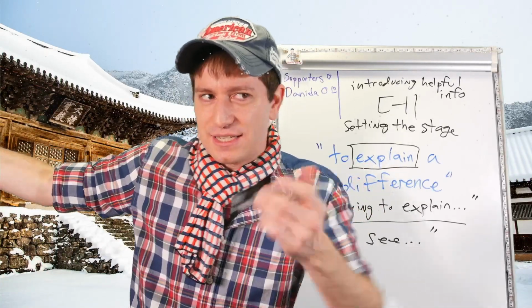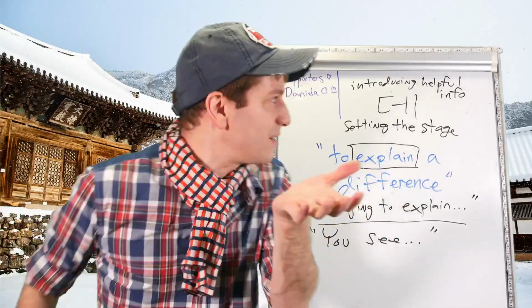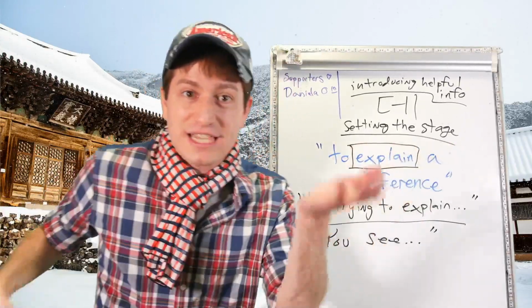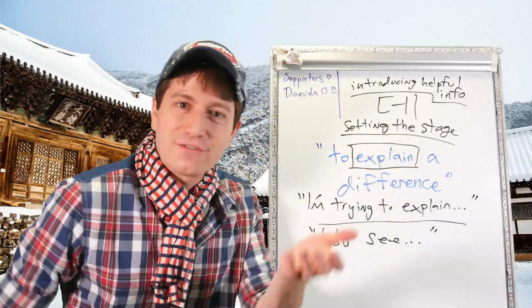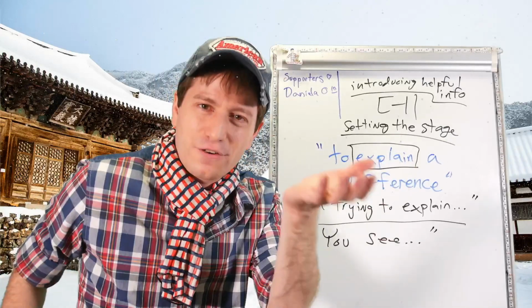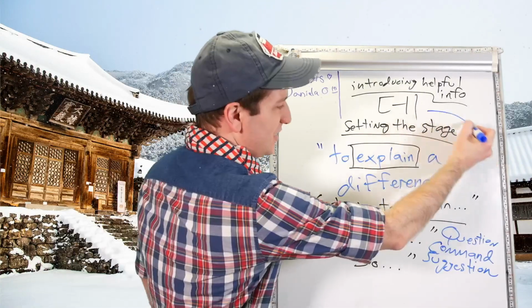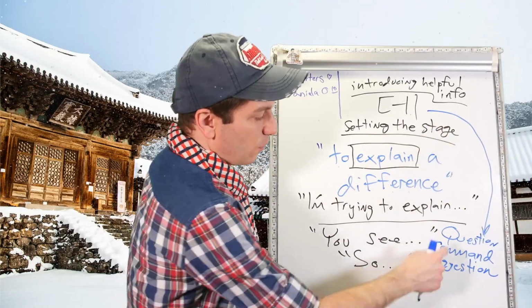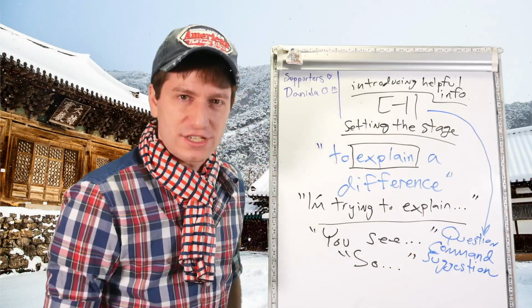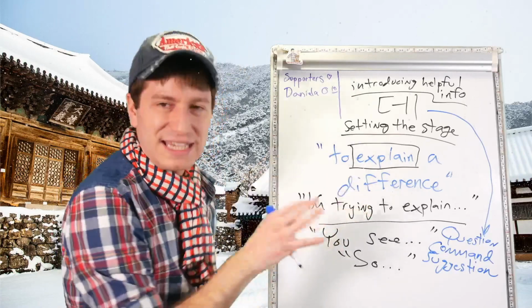So that's in the middle of a sentence. So, hey, I've got this friend. You're introducing something. You're setting the stage. I'm going to tell you about my friend. So I'm trying to explain I've got a friend. So you see, I've got a friend. Or even just so. So I've got a friend, the 대 form, is most commonly used when you're making questions, commands, or suggestions. There is another way that this is used at the end of a sentence.